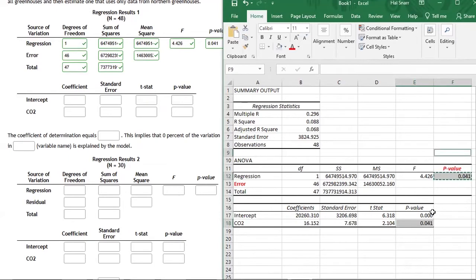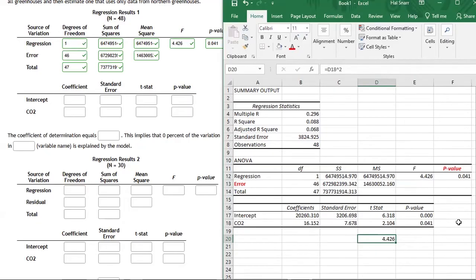This is not a coincidence. This is a result of this being simple regression. Because in simple regression, squaring the T-stat of the X variable gives the F statistic. And this is generally not true in multiple regression.